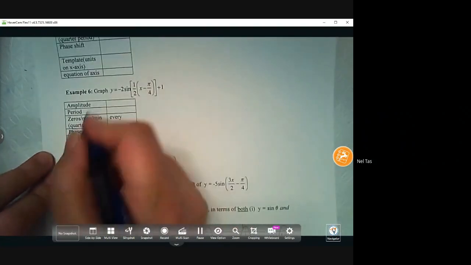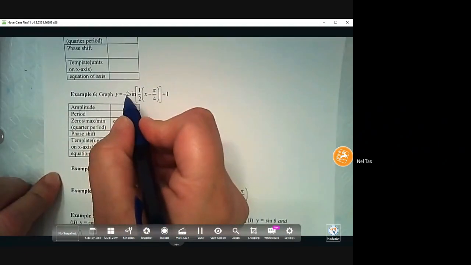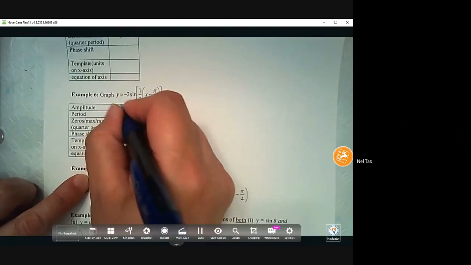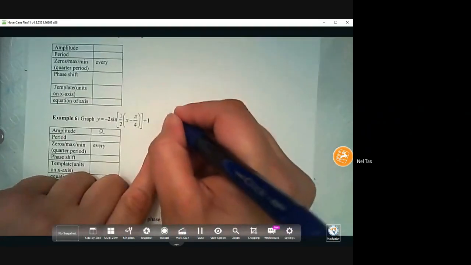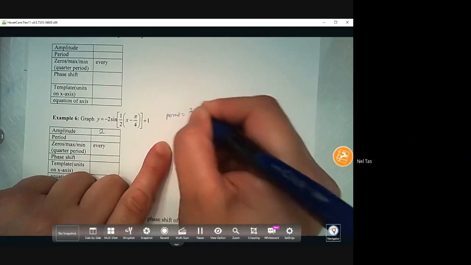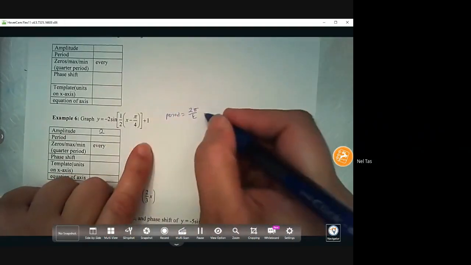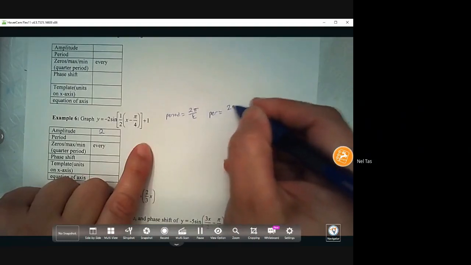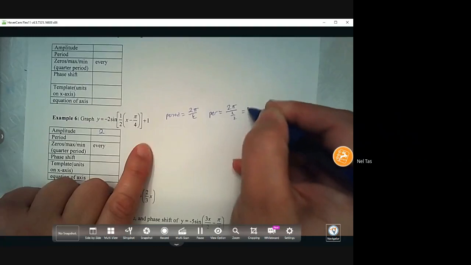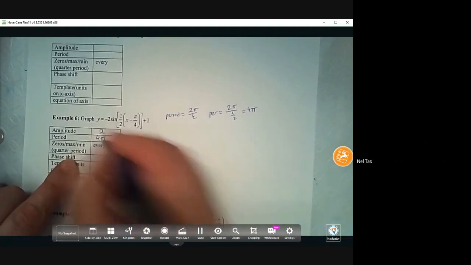First, let's fill this table. Amplitude, as you know, is the absolute value of A. So that gives us 2. Period, previously as we discussed, is 2 pi over k. In this case, k is 1 over 2. So 2 pi over 1 over 2 gives us 4 pi. So 4 pi is the period.